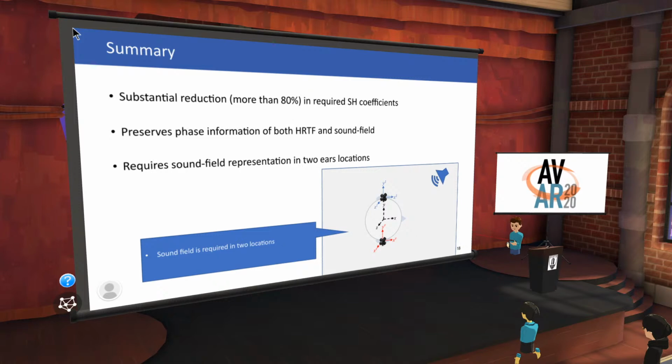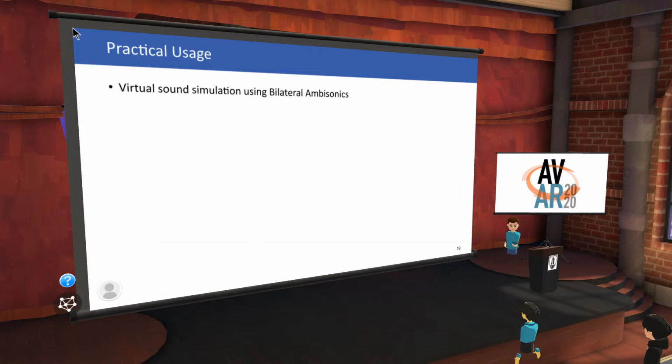Instead of a simple 3-degree of freedom rotation relative to the center of the head, now we need to do 6-degree of freedom rotation and translation of the sound field. This is one limitation of this method. But practically, this can be used for virtual sound simulation, for example, when we require much fewer Spherical Harmonics coefficients, but we need to simulate the sound field at two points. So we have some cost to this.